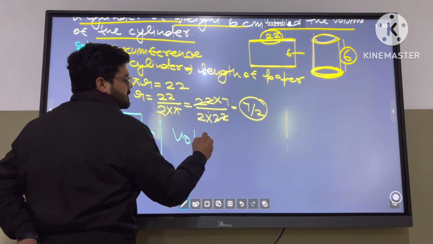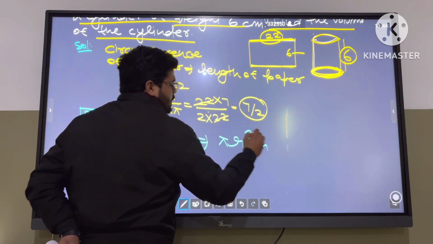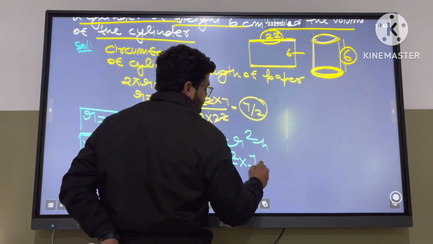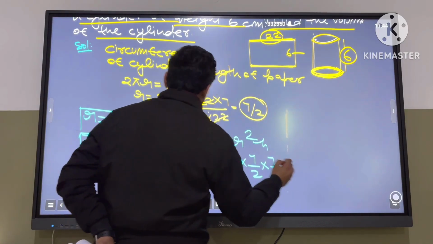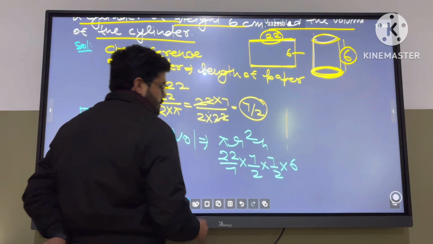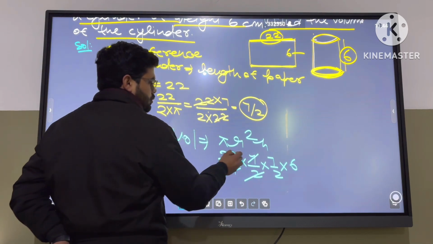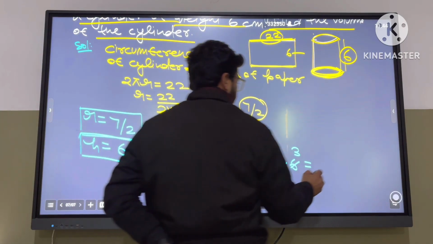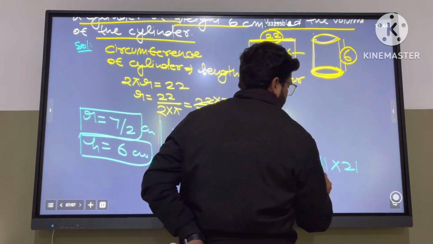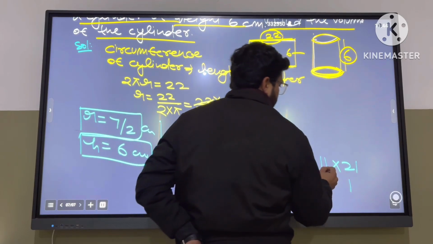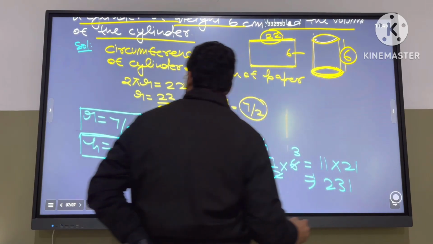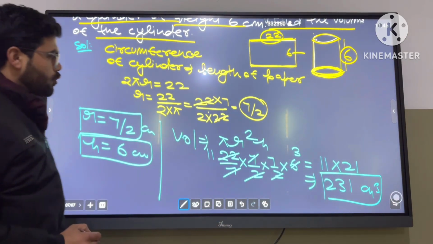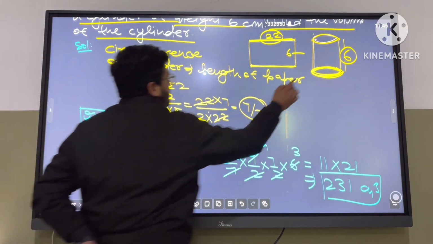The volume of the cylinder is equal to pi r square h. Value of pi 22 by 7, value of r 7 by 2, 7 by 2, and value of h is 6 centimeter. So 7 divided by 7, 2 elevens, 2 threes are 6. 7 threes are 21, 11 into 21 is equal to 231. So dear friends, 231 centimeter cube is the volume of this cylinder.